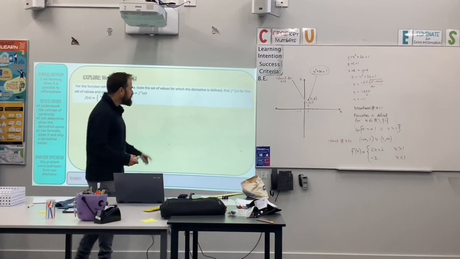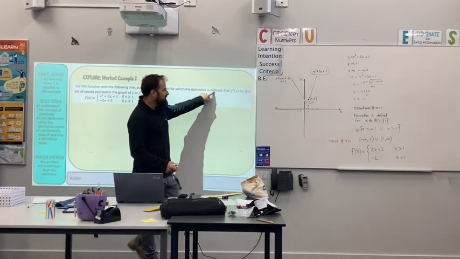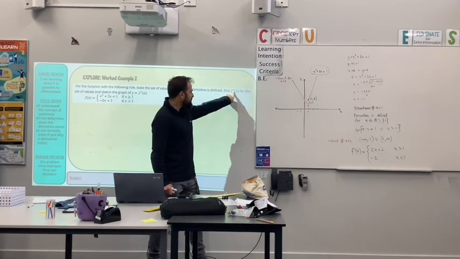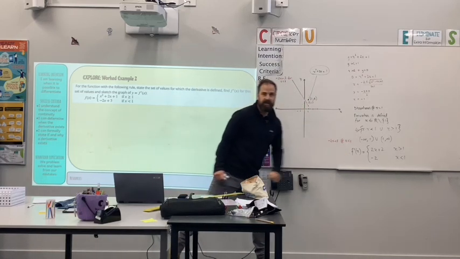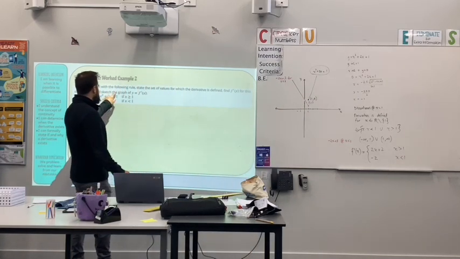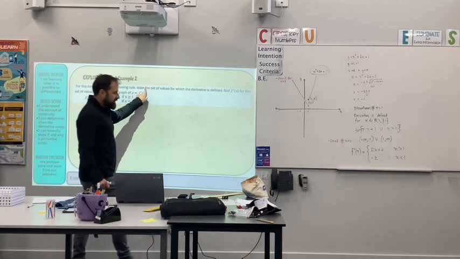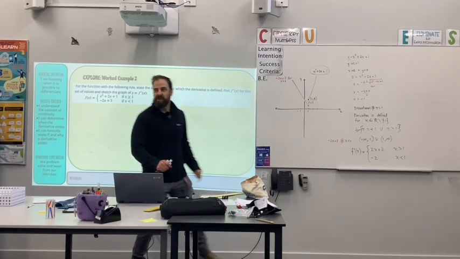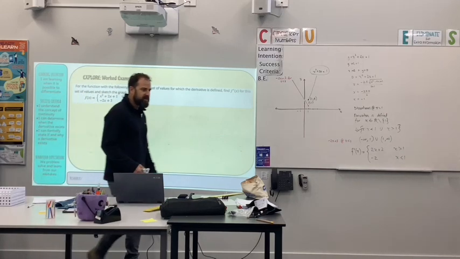Okay, last thing. For the function with the following rules, state the values for which the derivative is defined. Tick. Find f dash of x, the derivative function for this set of values. Tick. Last thing, sketch the graph of y equals the derivative function. We've sketched the graph of f of x. We haven't sketched the graph of the derivative. How do we sketch the graph of the derivative?